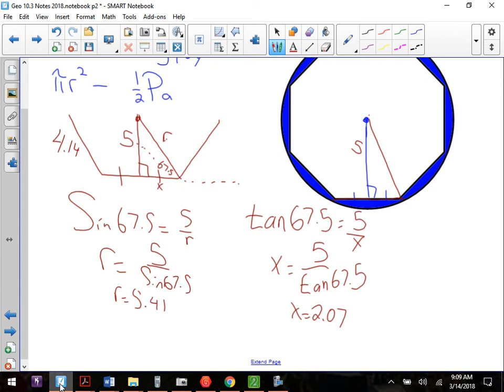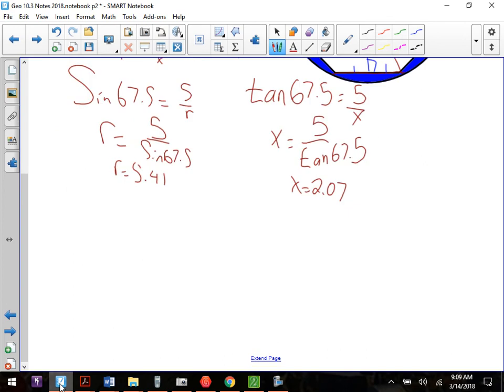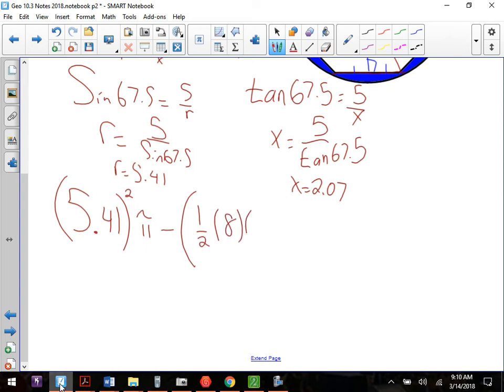What you have now is a radius of 5.41 that needs to be squared. Slap a pi next to it, and then you subtract 1/2 times 8 sides of 4.14 times 5. It looks ugly. What you're doing, you found the area of the circle, and to that you have to subtract the area of the polygon. And instead of trying to piecemeal and put it all together and write them down separately, just put it all in at once and it works.